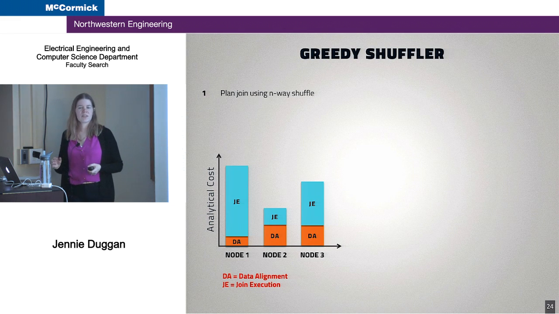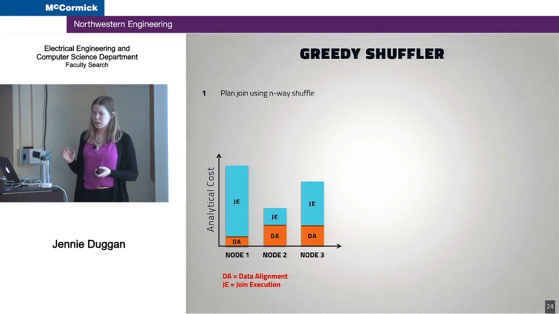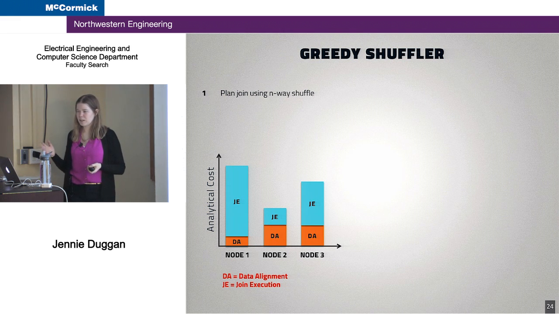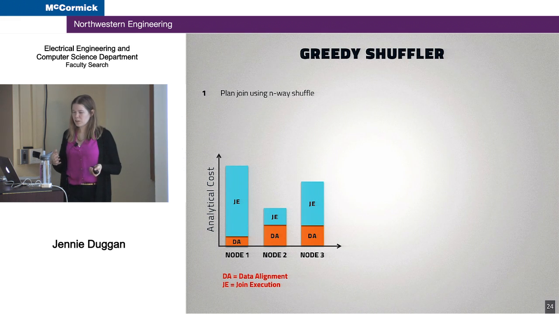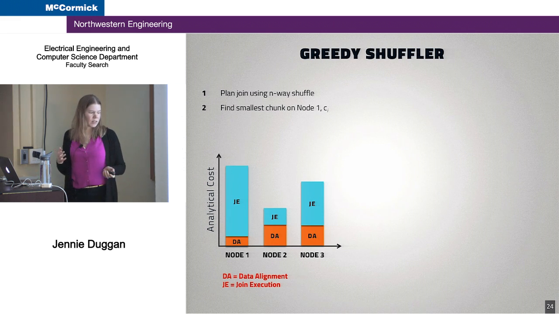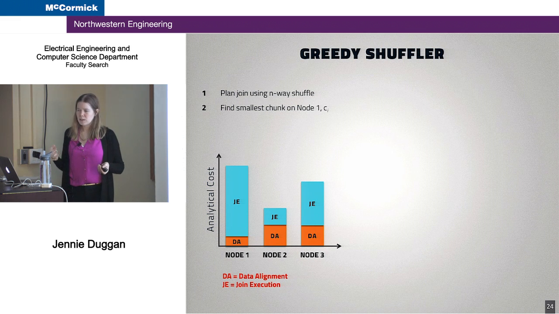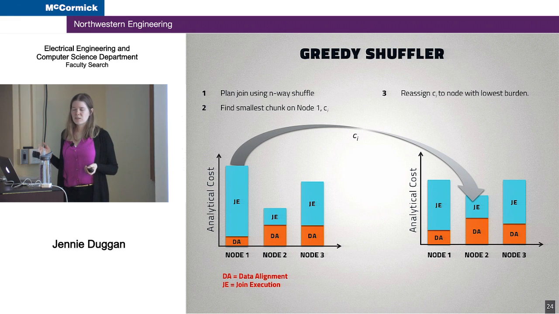So the greedy shuffler uses this algorithm as follows. We first use the n-way shuffle to minimize network bandwidth to give us a baseline to work from. But this, again, might have a longer total query duration, and we estimate the total query duration using the analytical cost model. After we plan it, we identify the host that will take the longest, in this case node 1, and identify the smallest chunk that resides on node 1. This will be the one that incurs the lowest penalty in terms of offloading it to a new host. We then ship it to the host that has the lowest demands on its time, which in this case will be node 2.